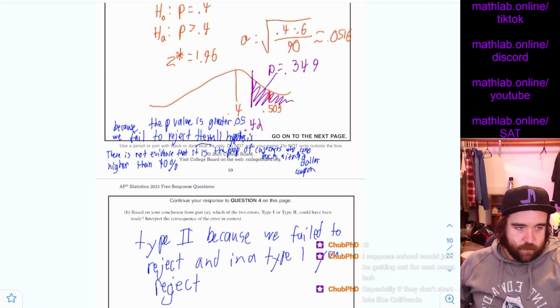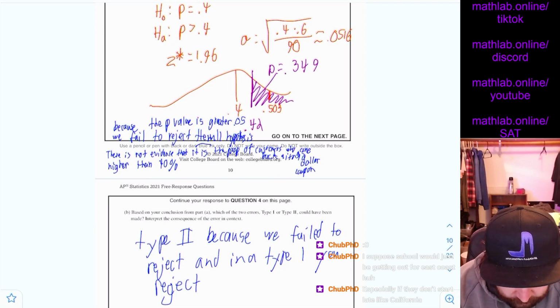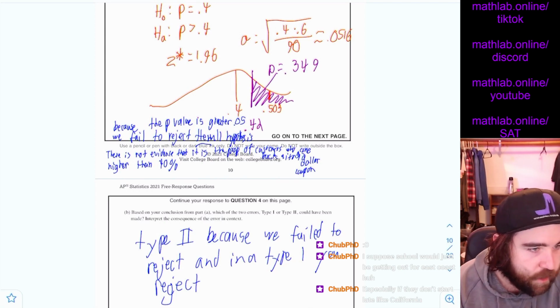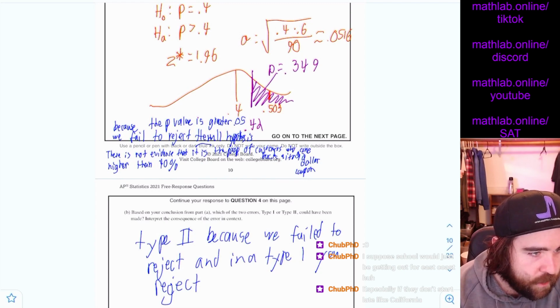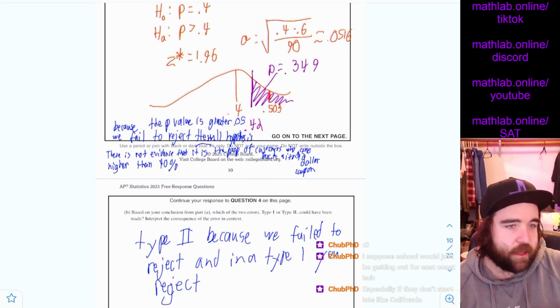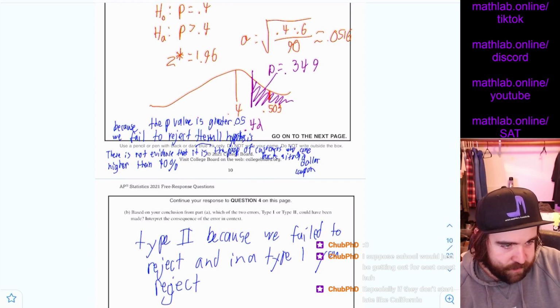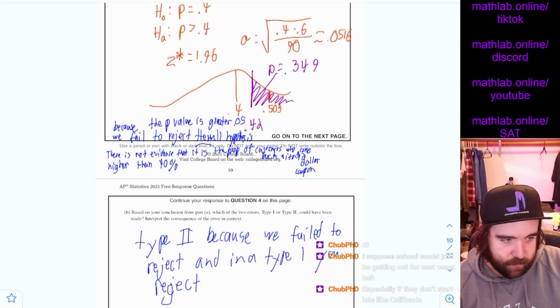In formal terms, if a null hypothesis is rejected, even when it is true, and the alternative hypothesis is accepted. So in a type 1 error, you reject the null hypothesis. Oh, that is what I said. In a type 1 error, in formal terms, if a null hypothesis is rejected, even when it is true, and the alternative hypothesis is accepted, this is known as a type 1 error. Type 2 error, if the null hypothesis is accepted when it is false.